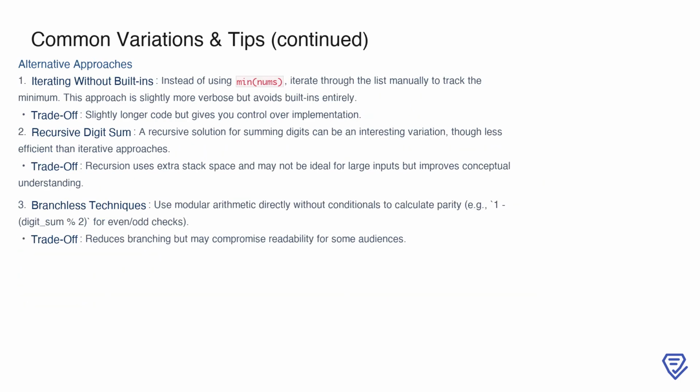There are also alternative approaches you can explore to solve this problem. One option is to iterate through the list manually to find the minimum value instead of using the built-in min(nums). While this makes the code slightly more verbose, it gives you full control over the implementation and may be preferred in environments where built-ins are restricted.